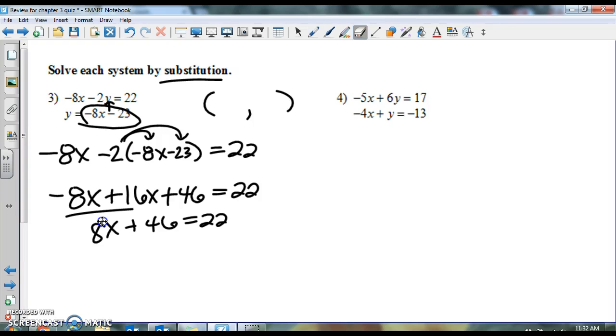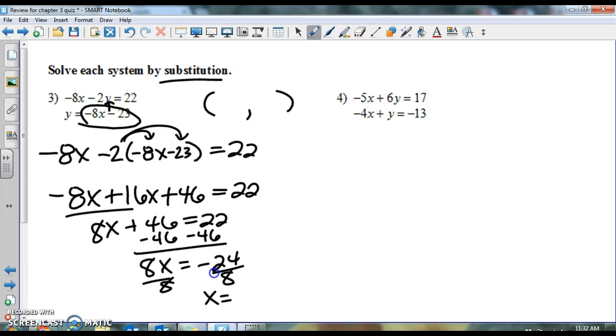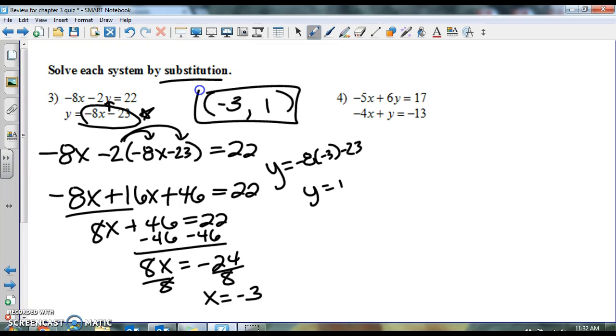Then you're going to subtract 46 from both sides. And you get 8x equals a negative 24. Divide each side by 8, and x equals negative 3. Put negative 3 in for x. Find y by putting negative 3 back in for one of them. Doesn't matter which one you choose. We always like the one that was already solved for y. So we'd write y equals negative 8 times negative 3 is 23. And you'll solve that and you'll get 1. So it intersects at negative 1, 3.